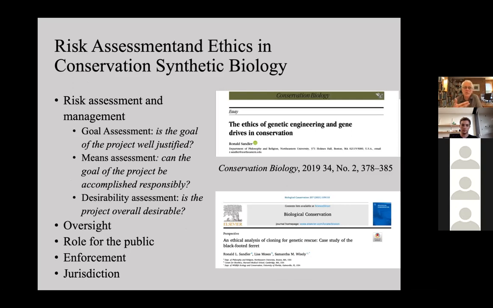Goal assessment, this is work by Ronald Sandler of Northeastern University in the US. Is the goal of the project justified? Means assessment, can the goal of the project be accomplished responsibly? And desirability, is the overall project desirable?